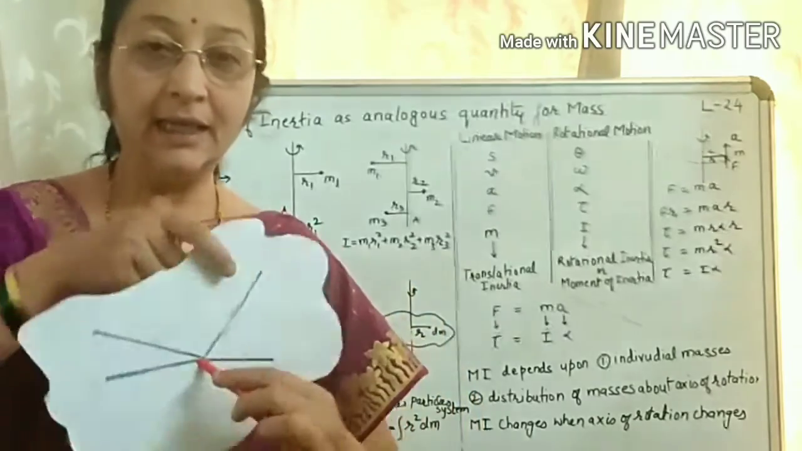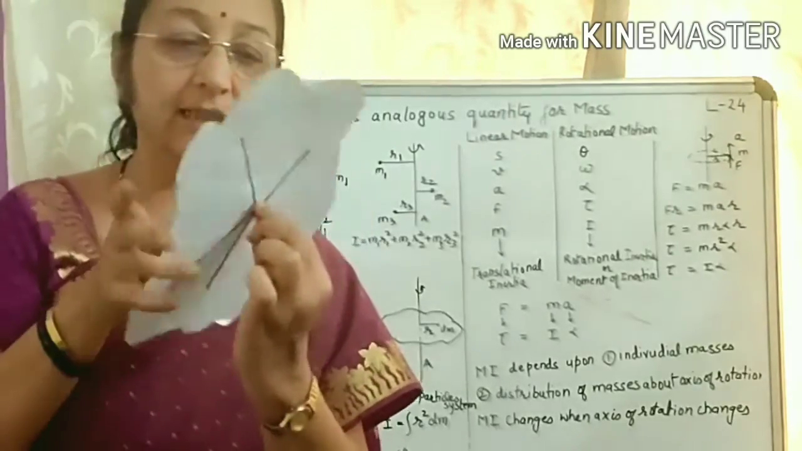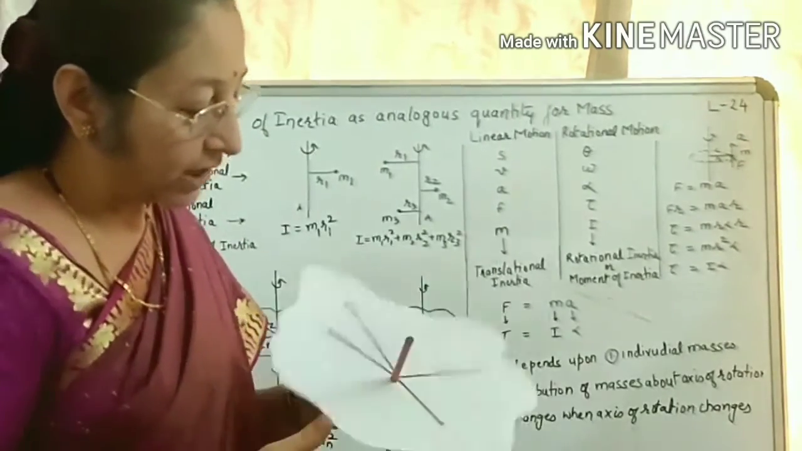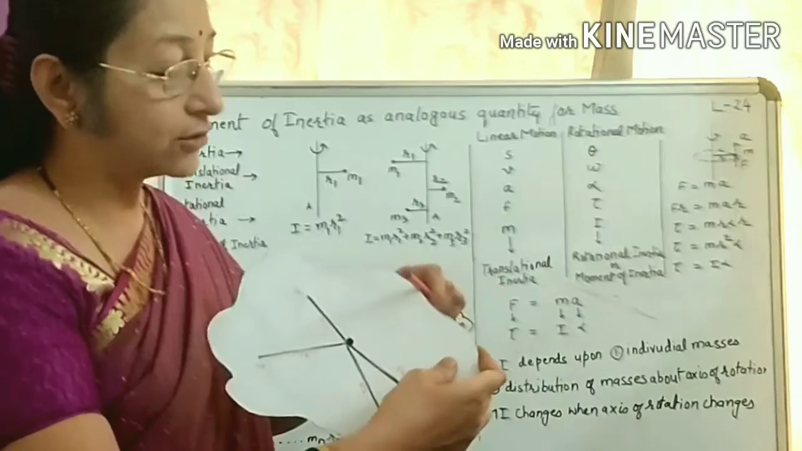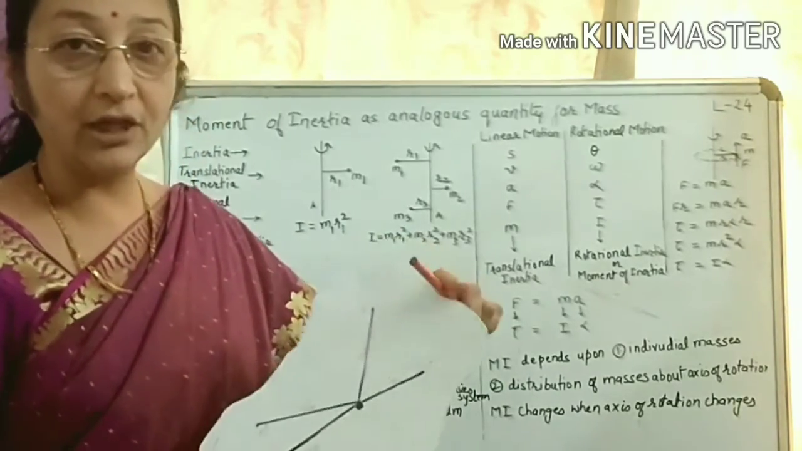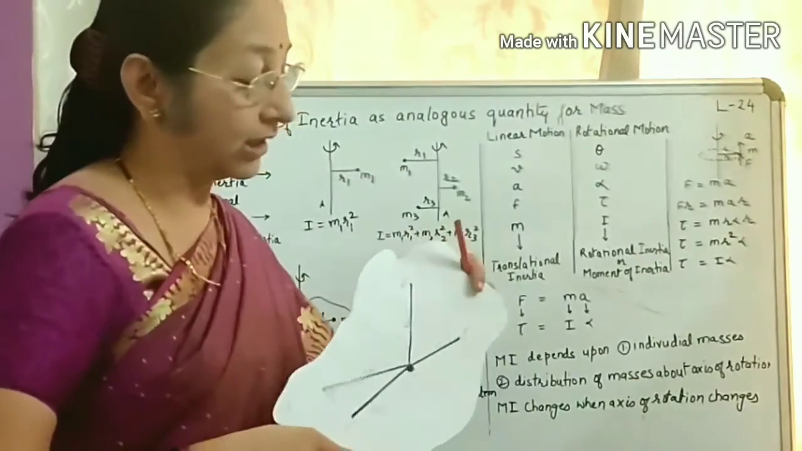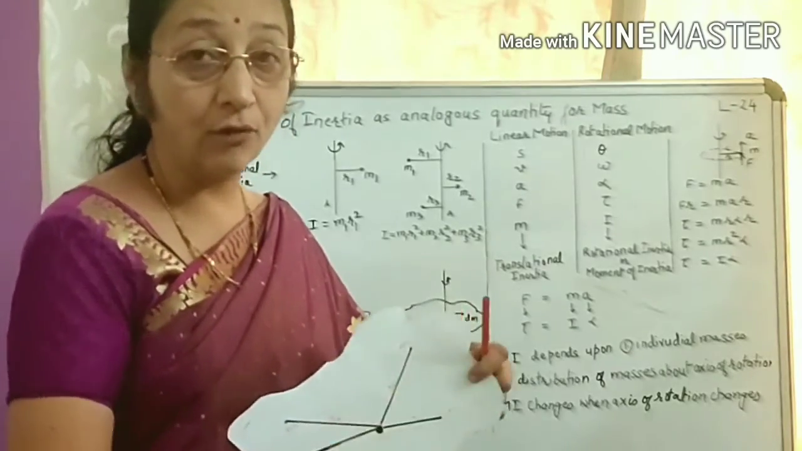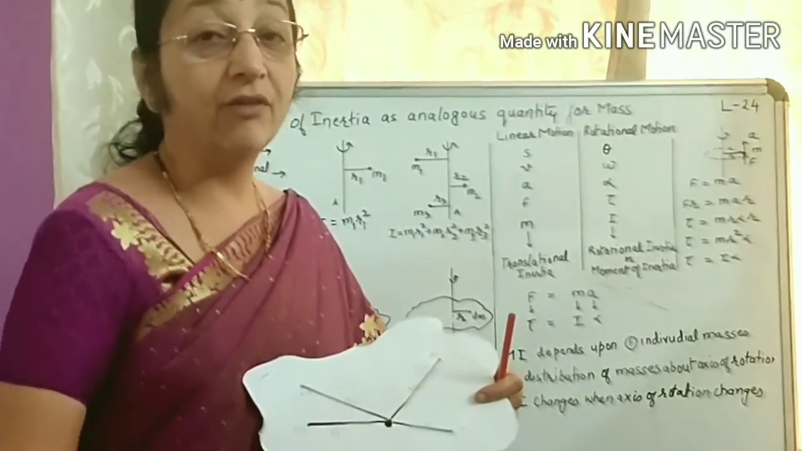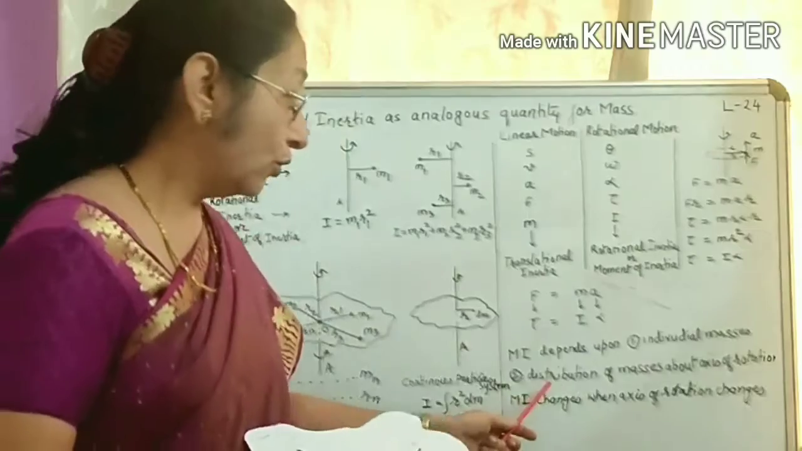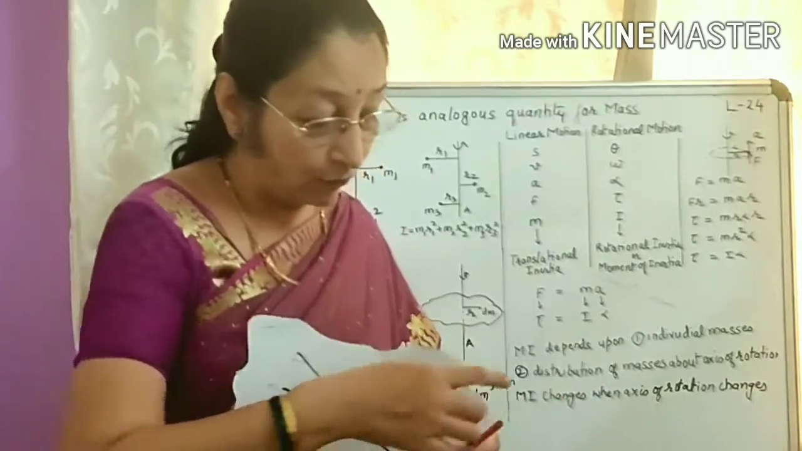Now supposing I take this axis of rotation, then the masses are m1, m2, m3, whatever are the masses. If this axis of rotation is considered, there are the masses. But if I consider some other axis of rotation, and if I rotate this system or this rigid body about this axis of rotation, then the distances from the axis of rotation of m1, m2, m3, m4, m5 up to mn will definitely change. So moment of inertia also depends upon the distribution of the masses from the axis of rotation.